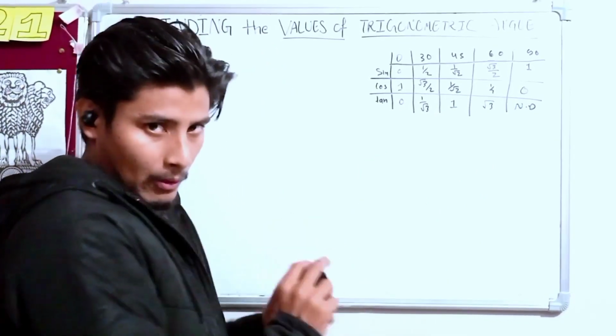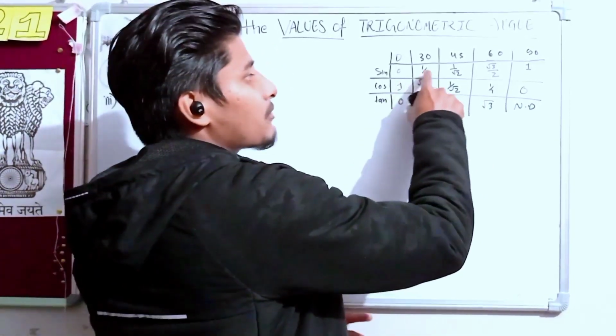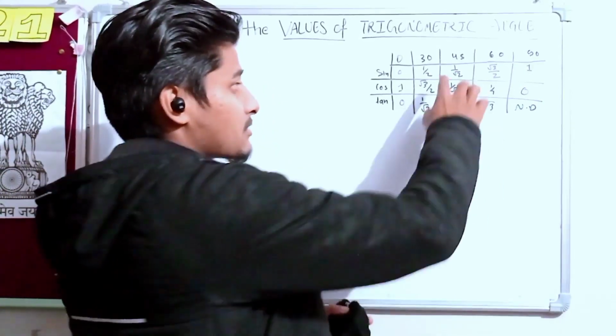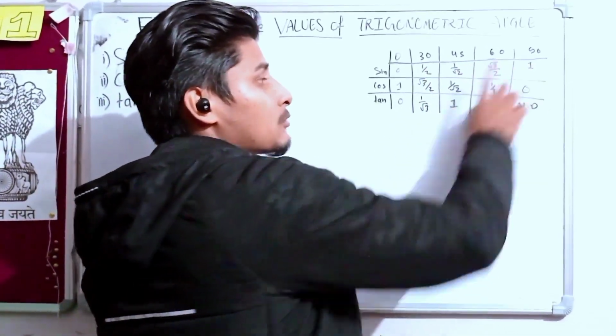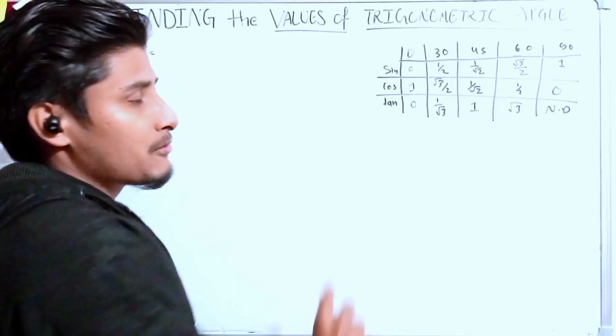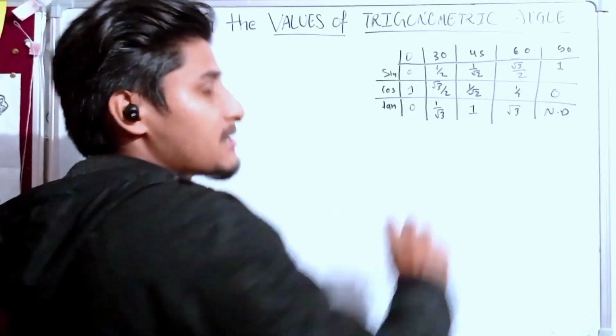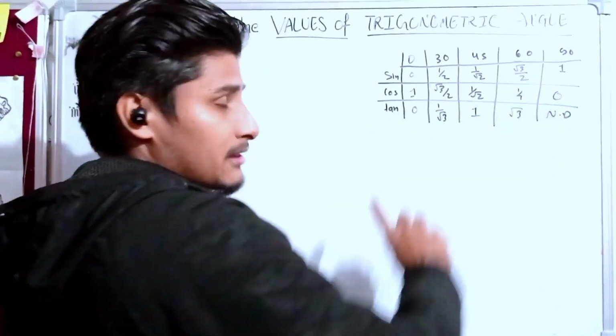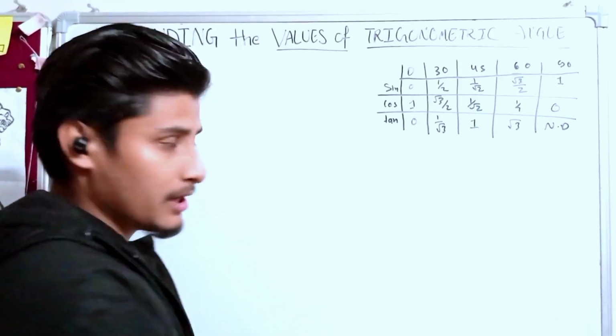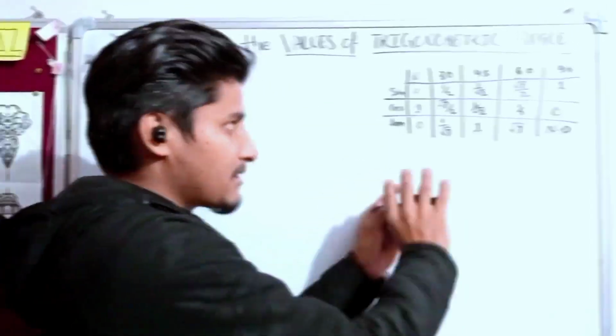Now I will write the decimal values of these fractional numbers, like 1 by 2, 1 by root 2, root 3 by 2, and so on. Let me write the values of these angles, and then I'll solve the problem. This is just for your understanding.